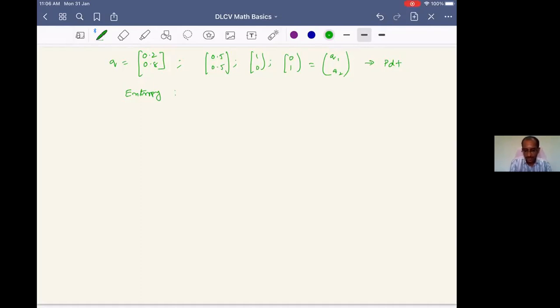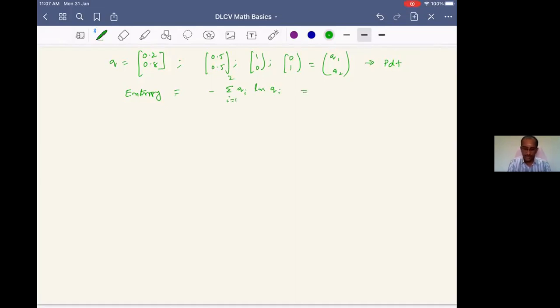How do we define entropy? If we have this Qi as we discussed, it is the sum of Qi ln of Qi, with i equal to 1 to 2, since there are two outcomes here. This is how the entropy is defined.